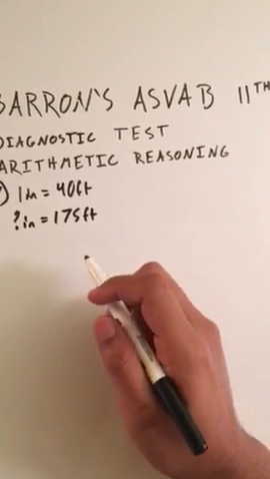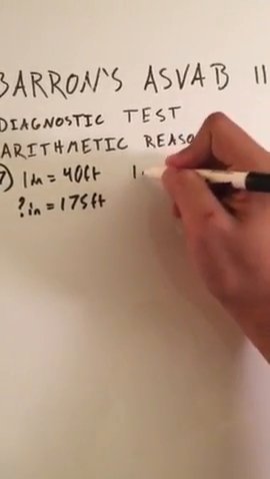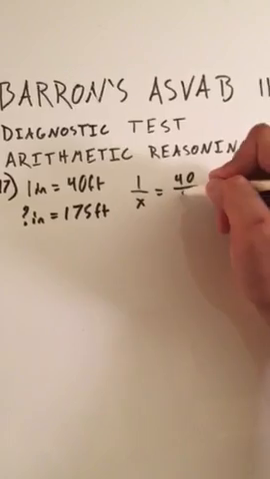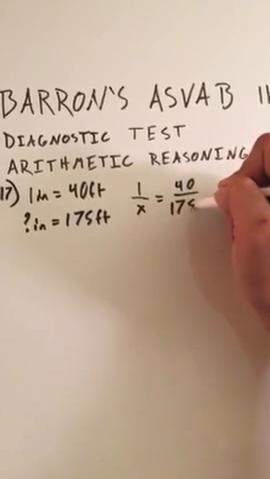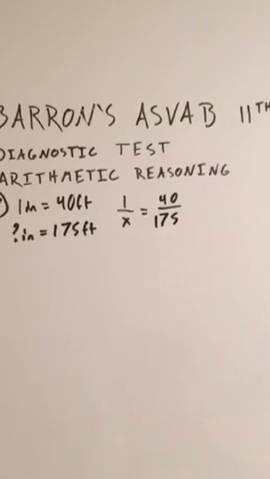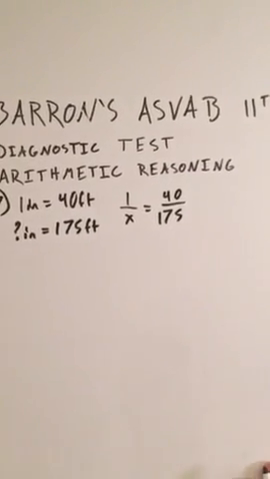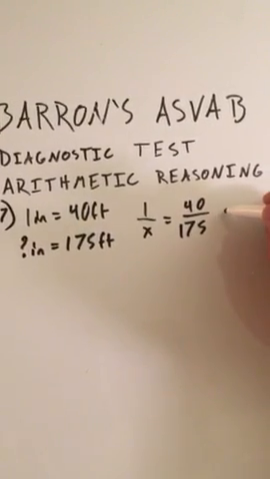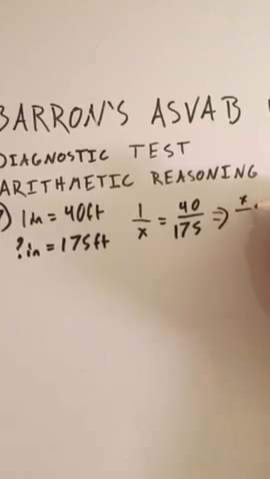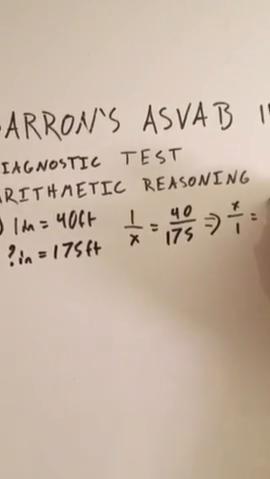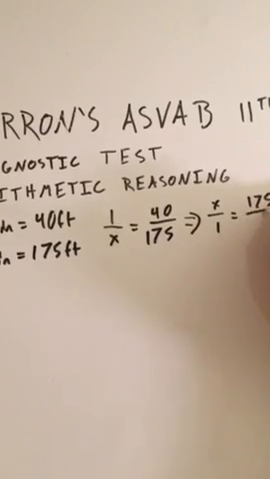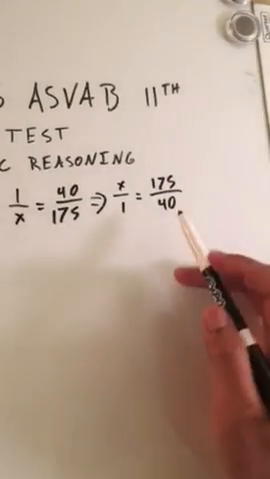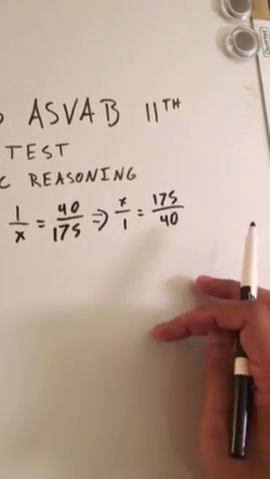Well, if we make that clear, 1 over x equals 40 over 175. Or x over 1, which also translates to x over 1 equals 175 over 40. So naturally we have to divide 175 by 40. That's what it looks like.